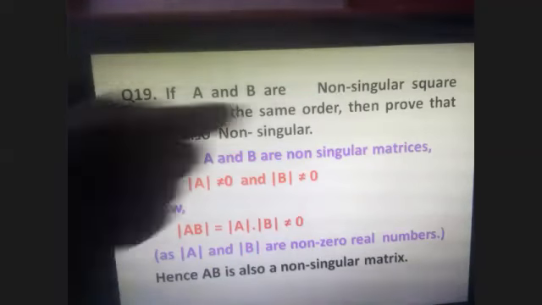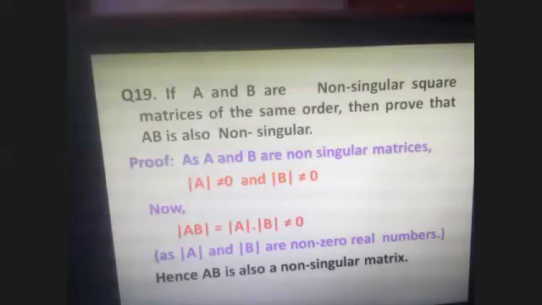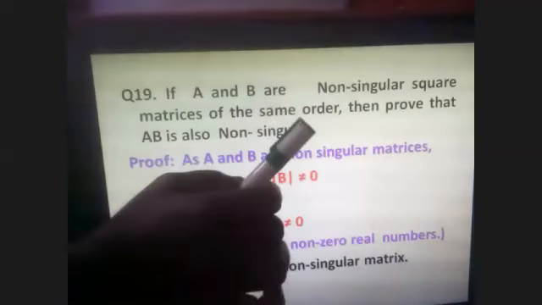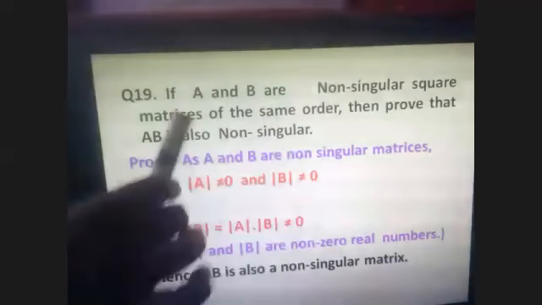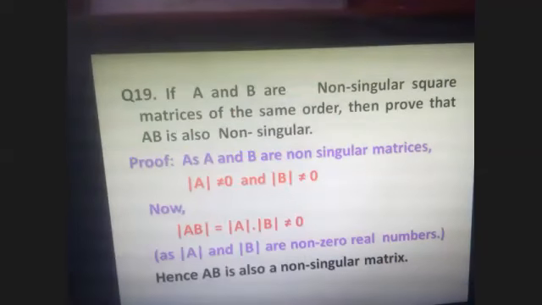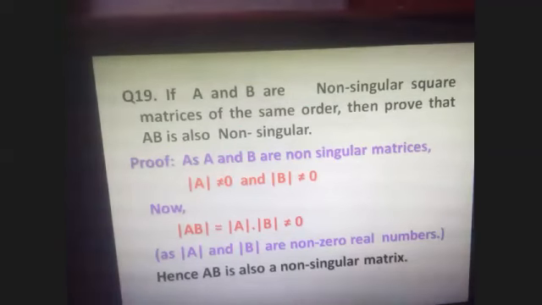So if A and B are non-singular square matrices, of course it must be the same order, then only AB is defined. If A and B are non-singular square matrices of same order, then AB is also non-singular. The main point is how to find the inverse of an invertible matrix. First, identify whether inverse exists or not.